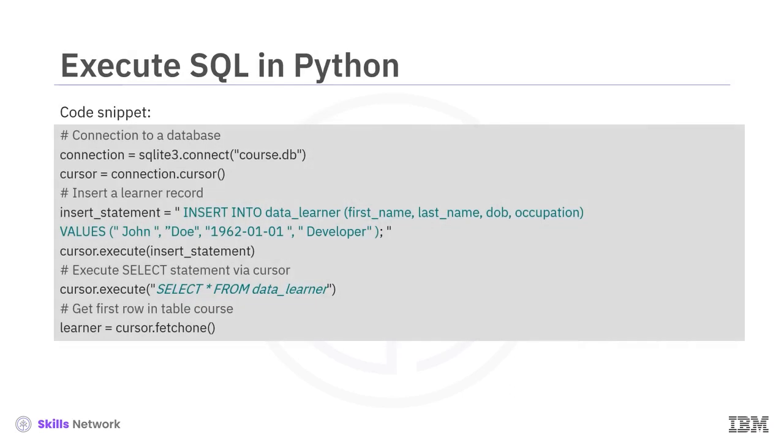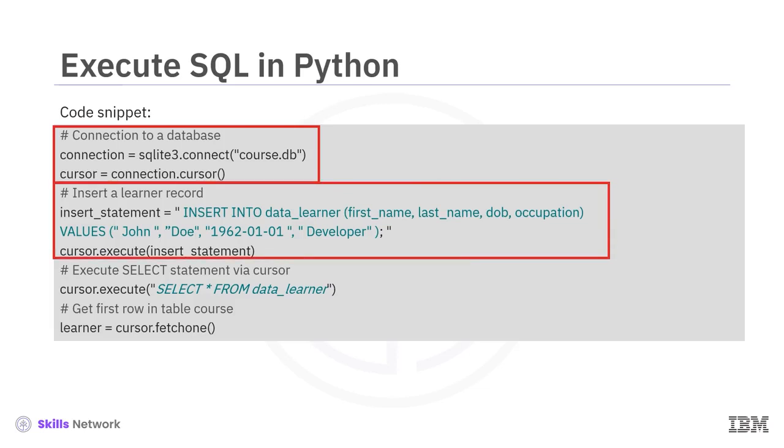Let us see an example of executing SQL in Python code. First, we create a connection to an embedded SQLite database. This is the empty online course database. Next, we create a cursor object from the connection context. Then we can send and execute SQL.